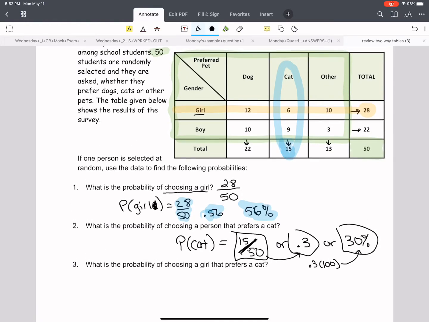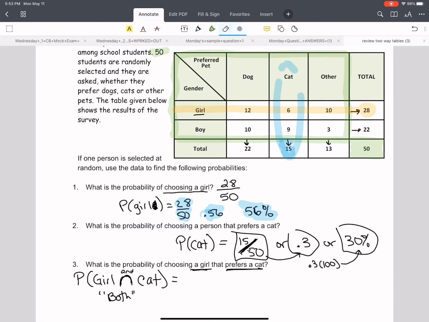Look at this one. This one is saying, what's the probability of choosing a girl that prefers a cat? And it's not a make-up-your-mind kind of thing. This is specific. This is the probability of girl and, the and symbol we use, the probability of a cat. So that is the intersection. This is only one event, so you just have to find which one is both. Okay, both girl and cat.